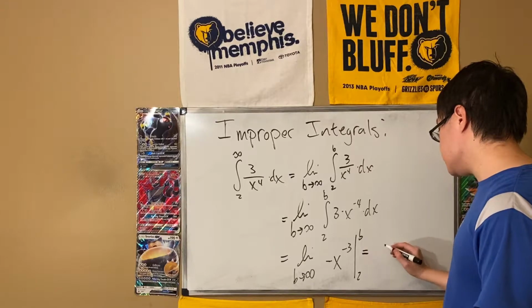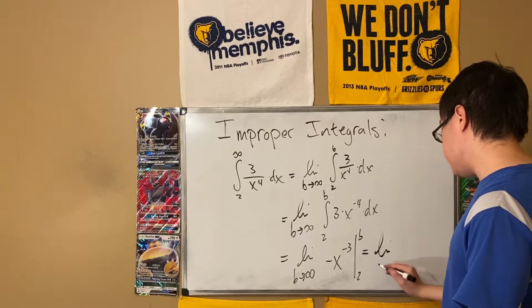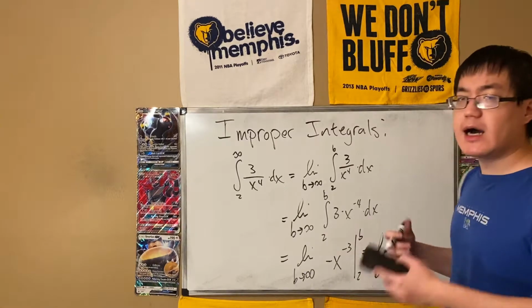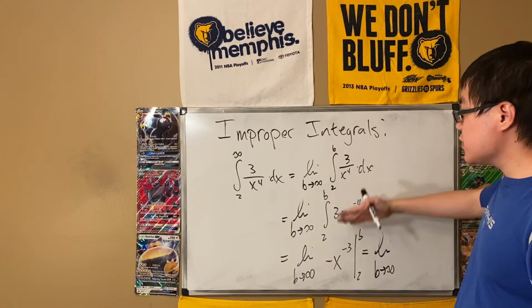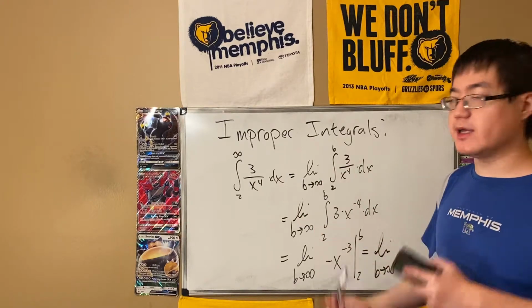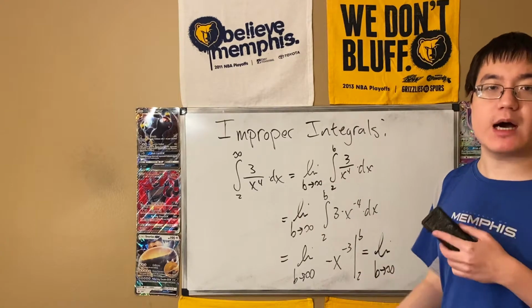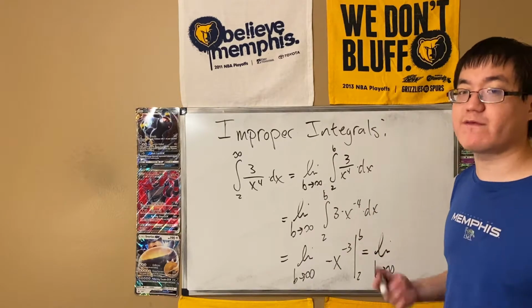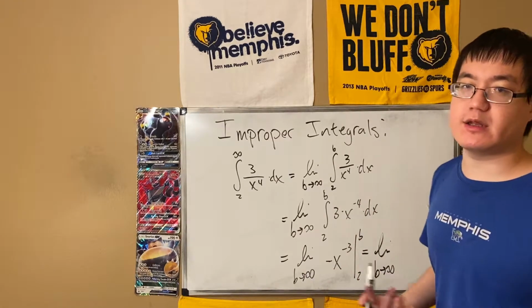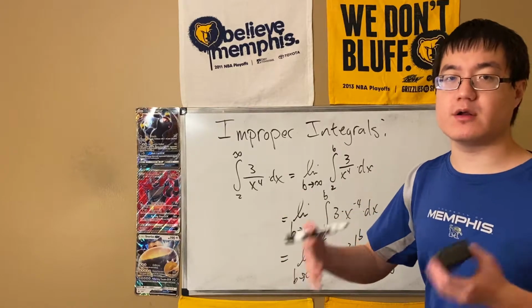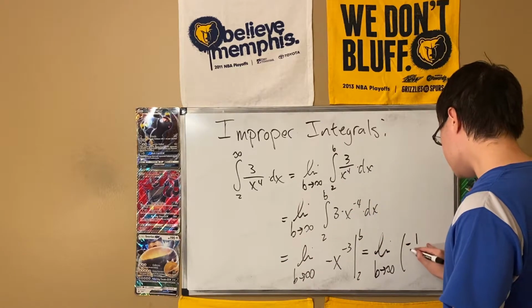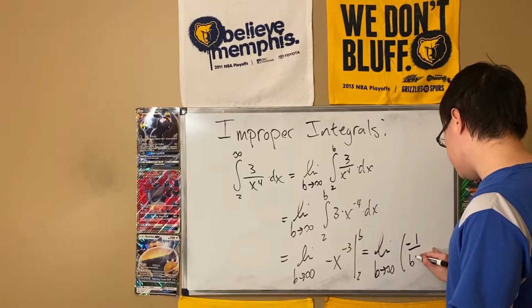So what we're going to do here is the limit as b goes to infinity. Then we're going to plug in b. Keep in mind that we change things to powers in order to more easily take the antiderivative, because that's the power rule. But usually if we want to plug in a number, it's better to change it back to a fraction. Remember that negative x to the negative 3 is the same thing as negative 1 over x cubed. So in this case, it's going to be negative 1 over b cubed.